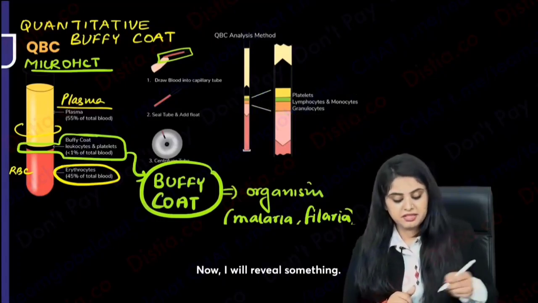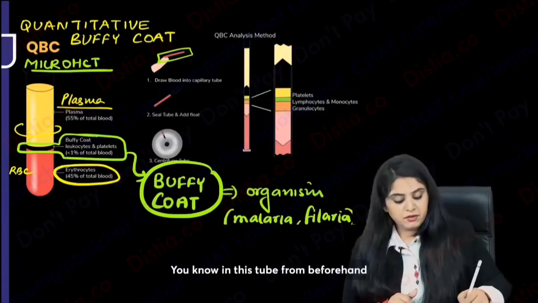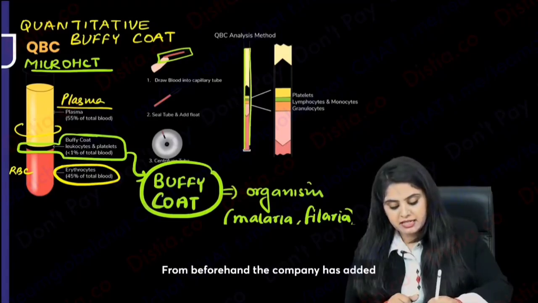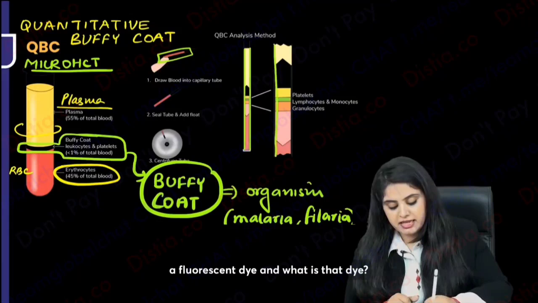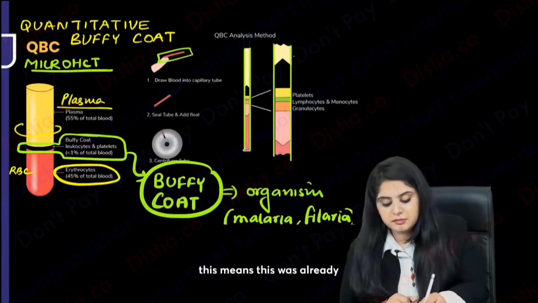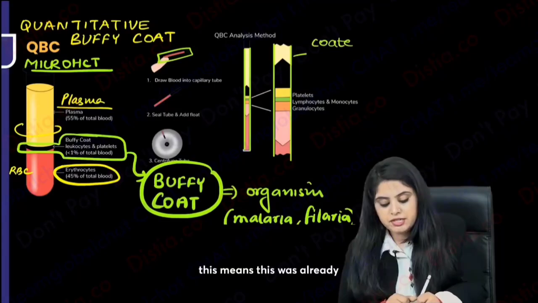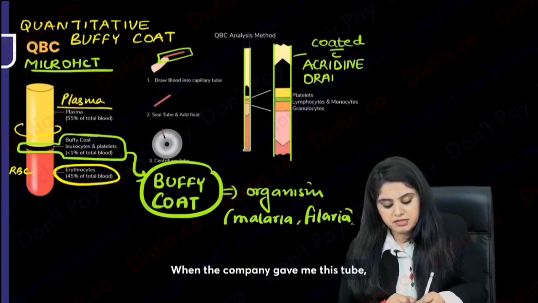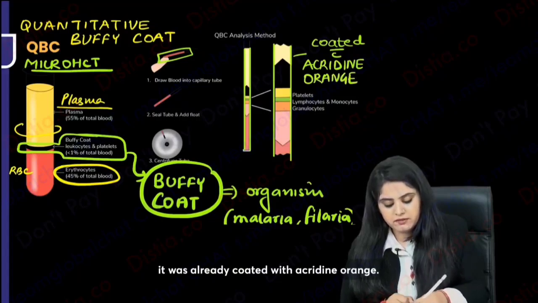Now I'll reveal something. In this tube, from beforehand, you have a dye that is present. The company has added a fluorescent dye. And what is that dye? What did I say? A company has added a fluorescent dye. This means this was already coated with acridine orange. I was not aware of this. When the company gave me this tube, it was already coated with acridine orange.